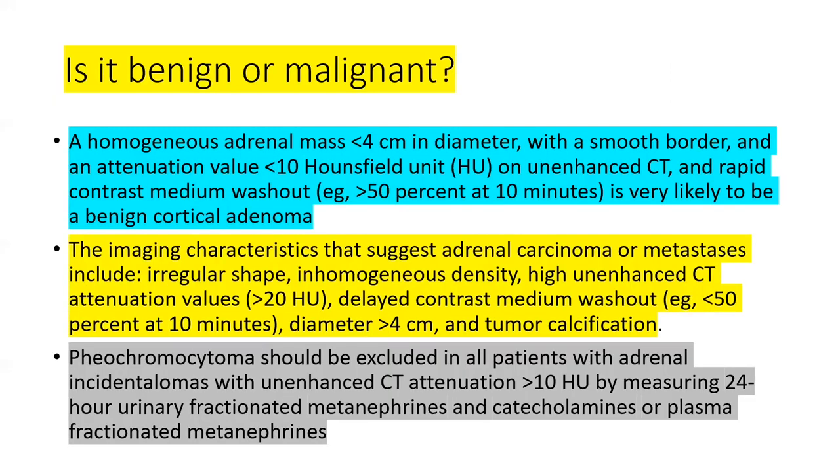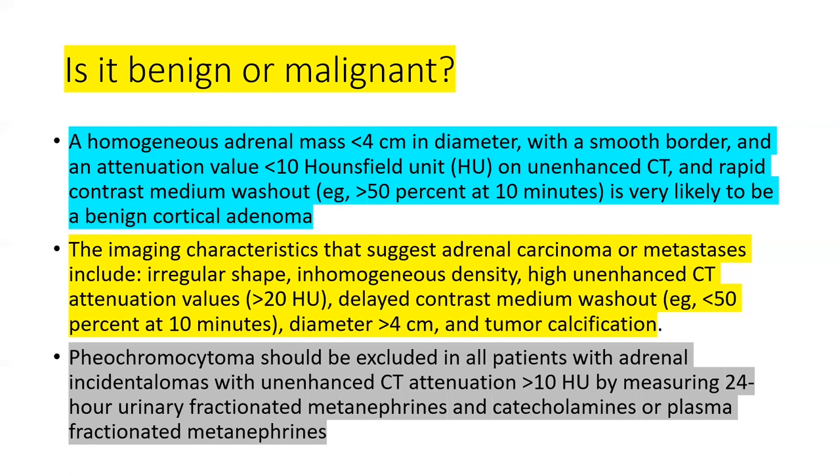So for the second question which I mentioned, is it benign or malignant? What are the imaging characteristics? We'll be going into detail with that in the subsequent slides. But what are the imaging characteristics of a benign or a malignant lesion? A homogeneous adrenal mass less than 4 cm in diameter with a smooth border and less than 10 Hounsfield units attenuation value on an unenhanced CT scan, and a rapid contrast medium washout of more than 50% in 10 minutes, is very likely to be a benign cortical adenoma.